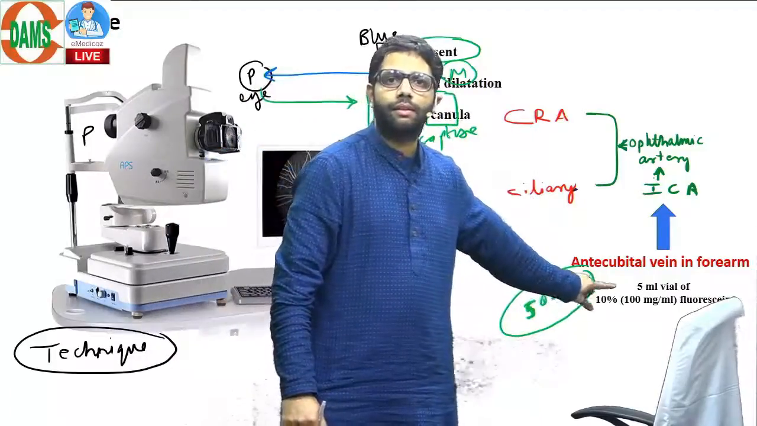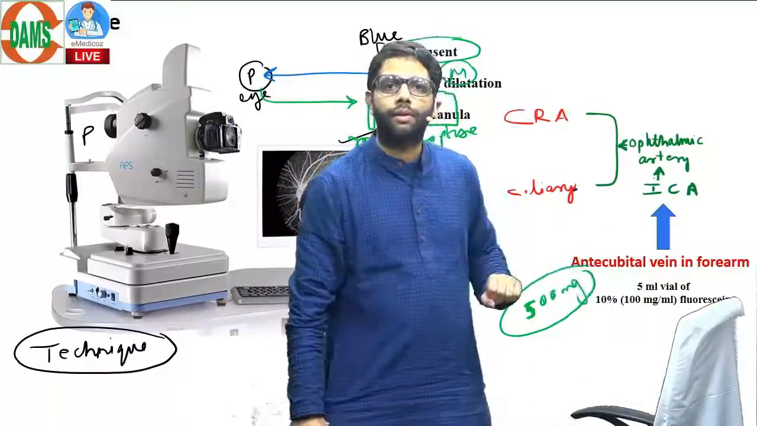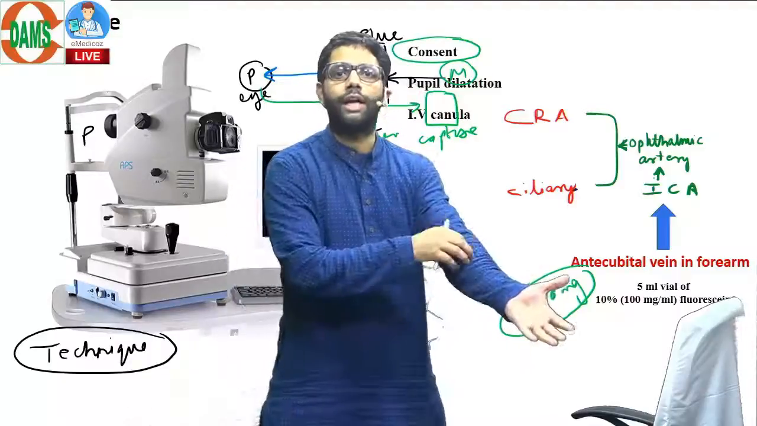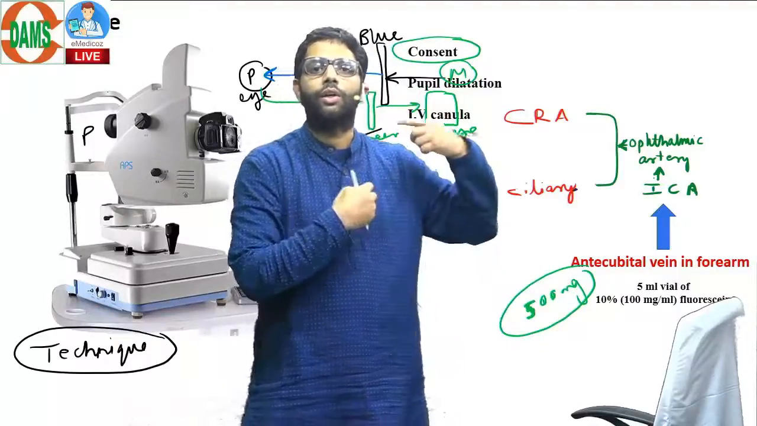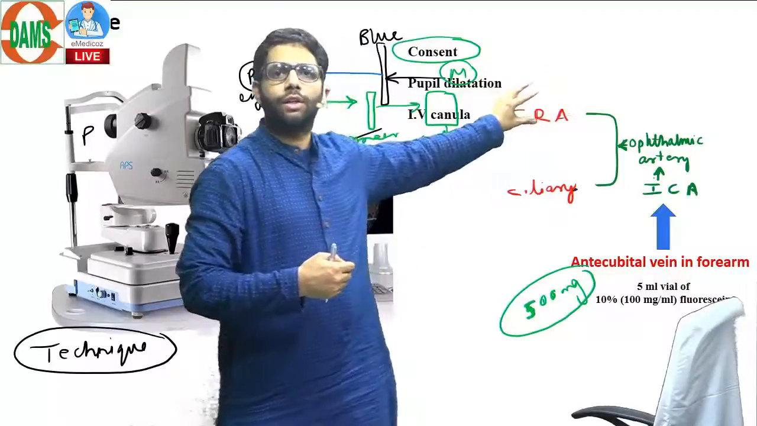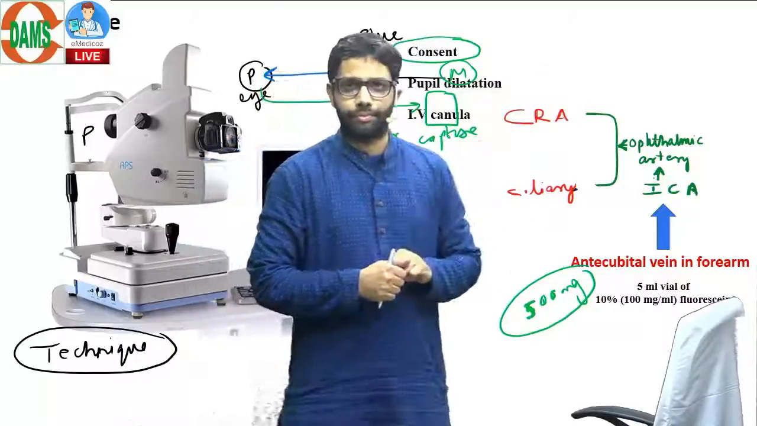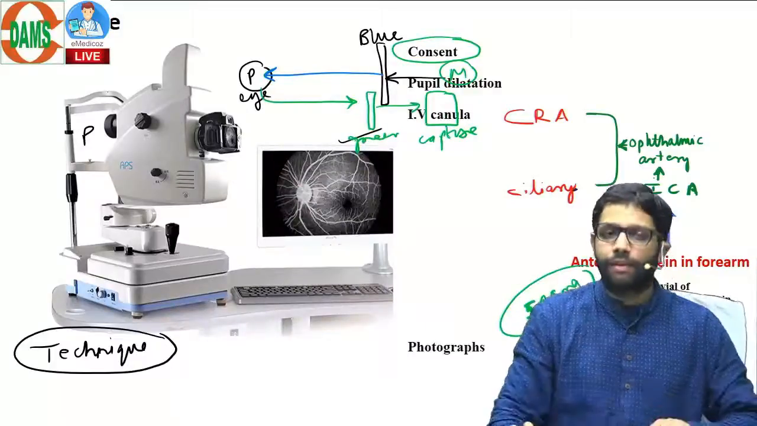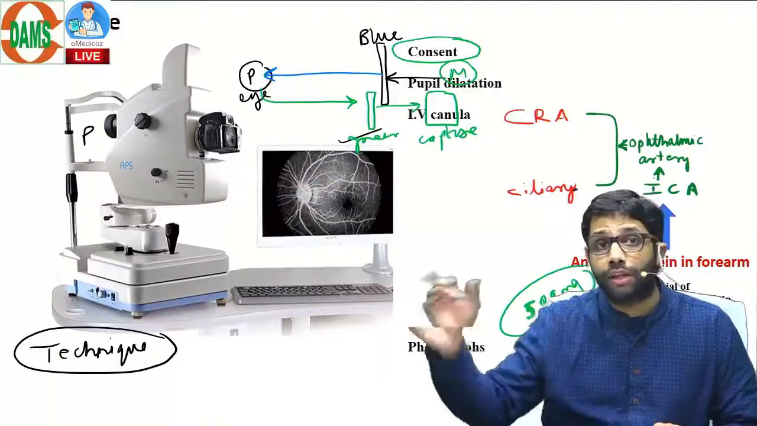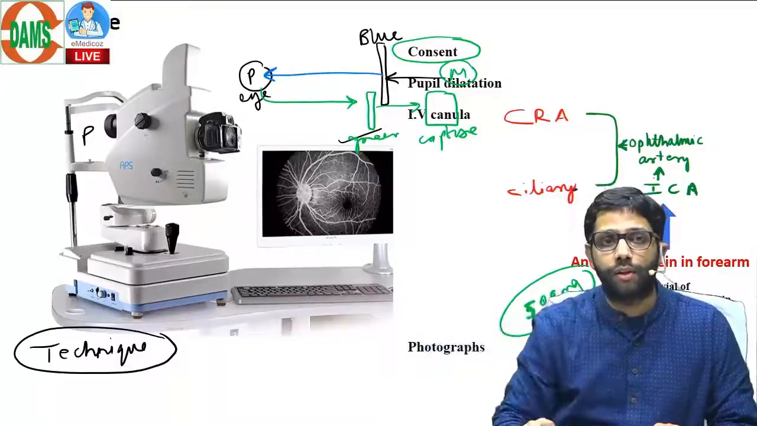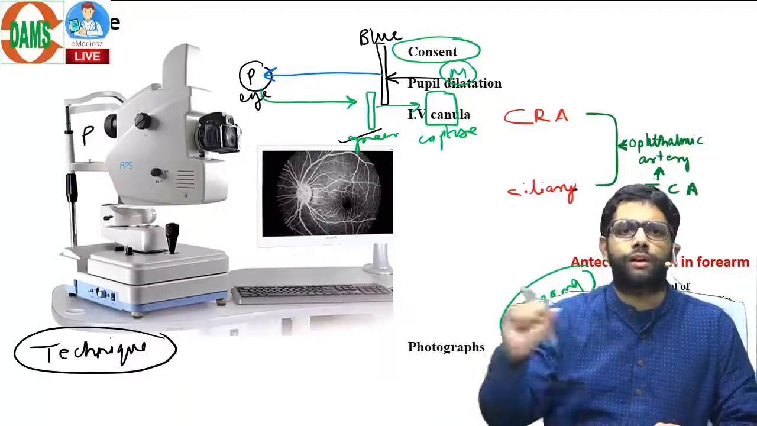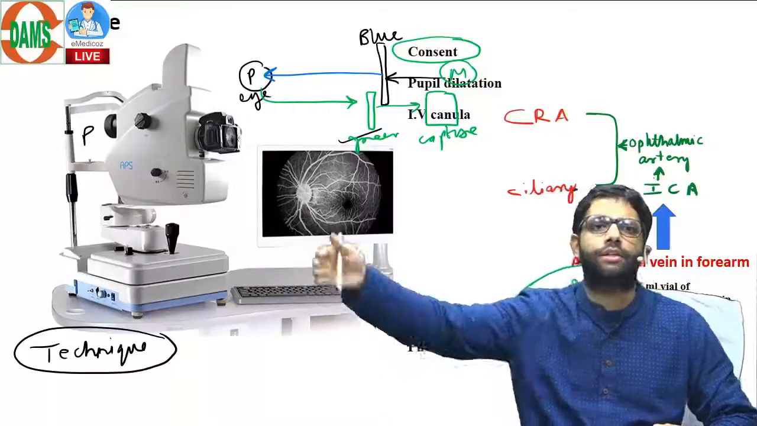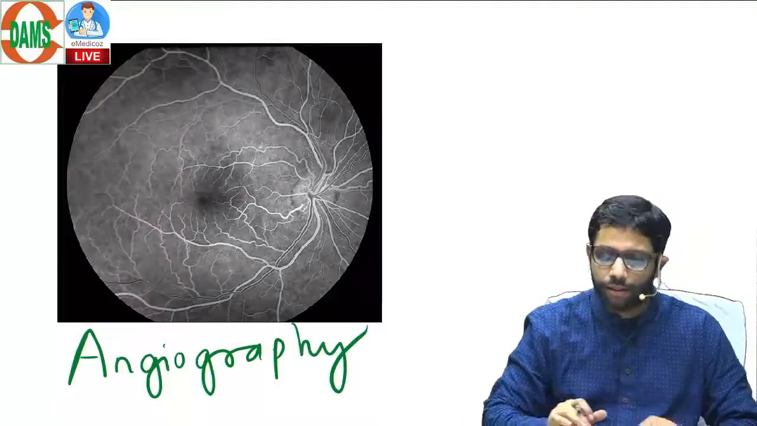10% means 100 milligram are there in 1 ml. How many ml are there? 5 ml. So 500 milligram you inject in the antecubital vein, it will go into the heart, it will go into the ICA, ophthalmic artery, retina circulation, choroidal circulation. Now it will reach the retina and choroidal circulation, and you will take the photographs. You click the button and take photographs at various intervals.